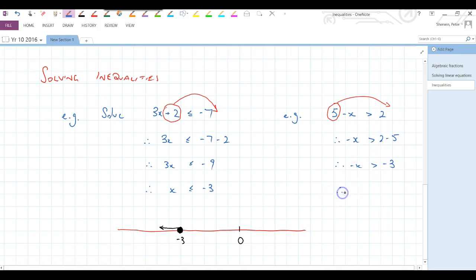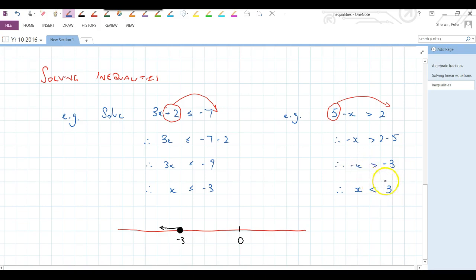Now, here's where things change. Minus x is greater than minus 3. I'm now going to divide by minus 1 here so that I have just x. Dividing minus 3 by minus 1 gives me 3 here. Now, what happens to the inequality, however, when we divide by a negative number is the sign switches direction. So x is less than 3.